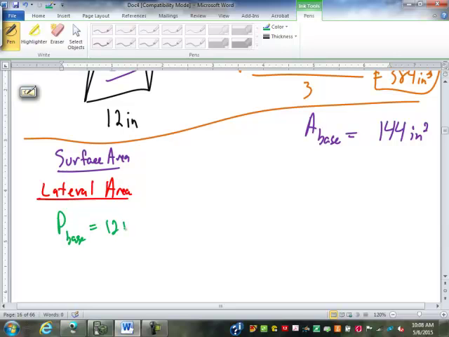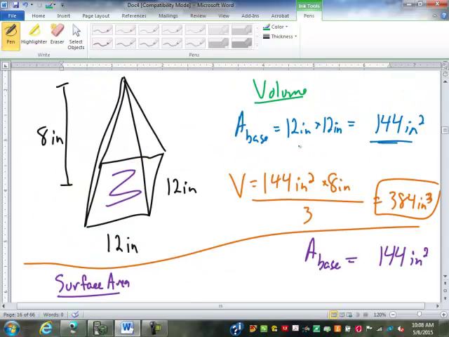That will just be 12 plus 12 plus 12 plus 12, right? 48 inches. That's the perimeter of the base. But we need to know not the height, but the length of the slant, because this edge doesn't go straight up. It goes up at a slant.